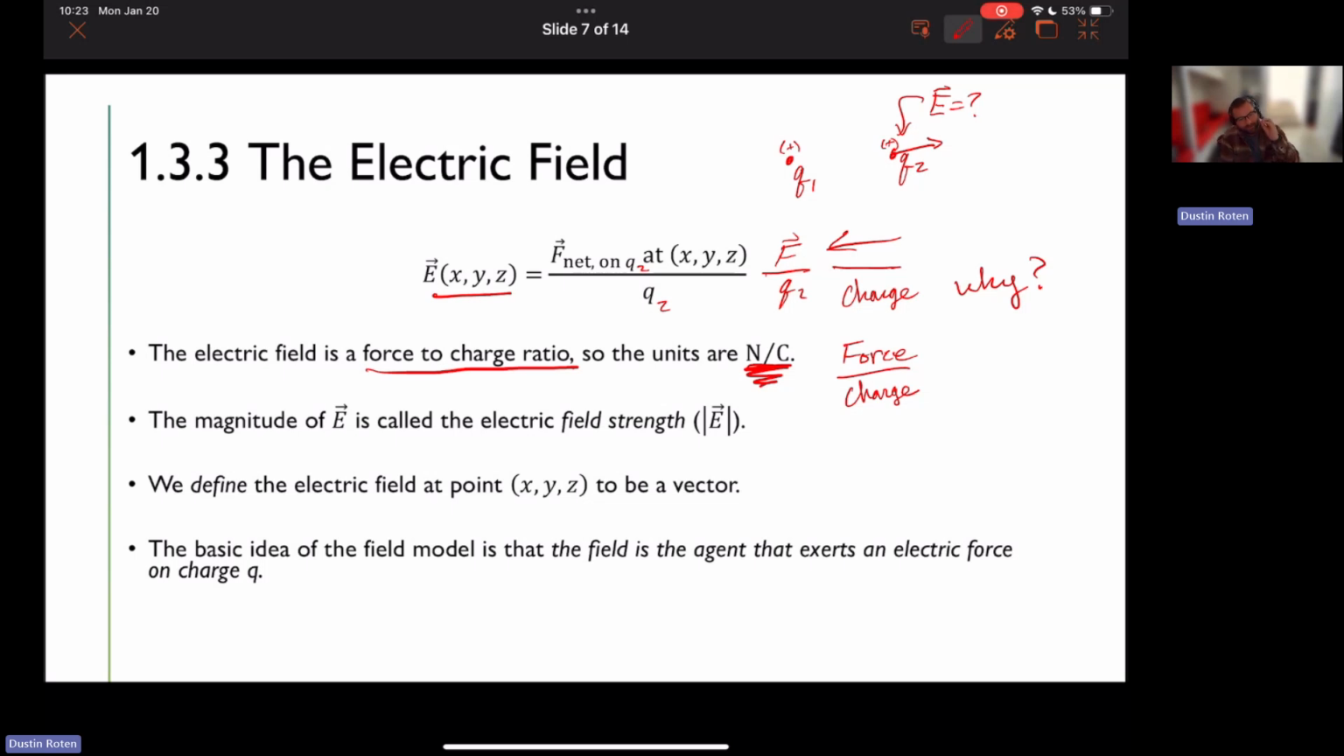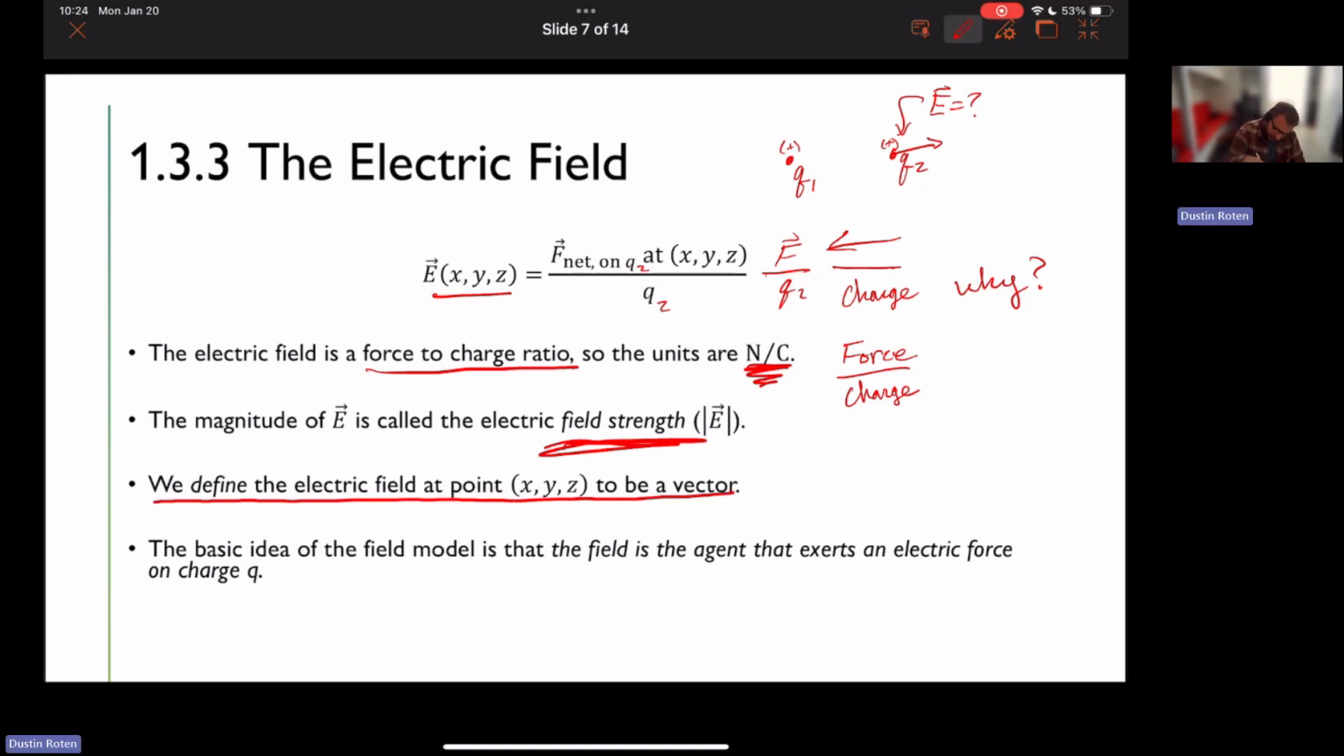Now, if we talk about just the magnitude of E, that's the electric field strength. Obviously, if there was a really strong electric field, we could say that, well, it has a large field strength. If there's a weak electric field, that's a weak field strength. So here we're essentially just talking about how strong that alteration is in space. We can also define the electric field at some point to be a vector.